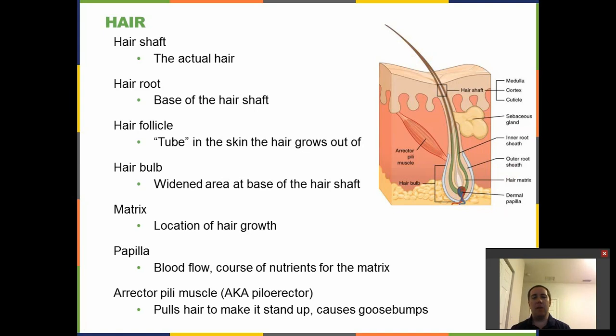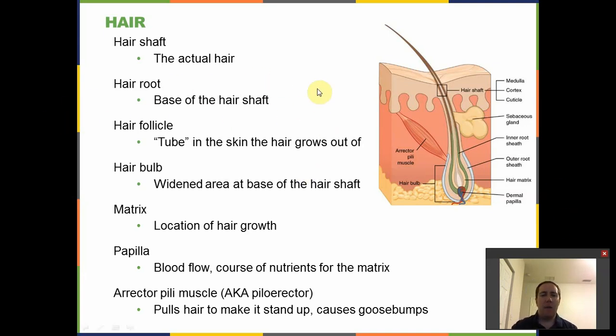We have a few different terms that we use to describe this whole structure. Number one, we have the hair shaft. When you think of hair, yes, this is hair. This isn't a wig or anything like that. That's actual hair. That is the hair shaft. That is the part that comes up and sticks out above the skin.